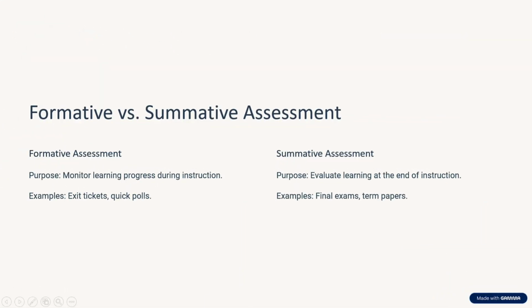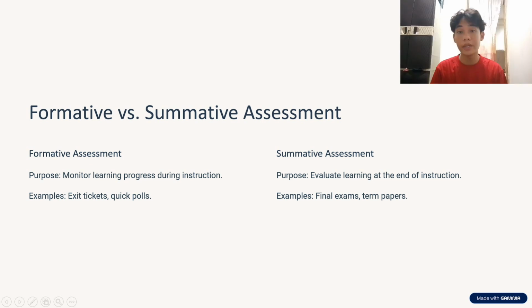Now we have formative versus summative assessment. The key insight is to use both together. Example: students write one thing they learned and one question they still have. This takes 2 minutes but gives you immediate feedback about your lesson's effectiveness.